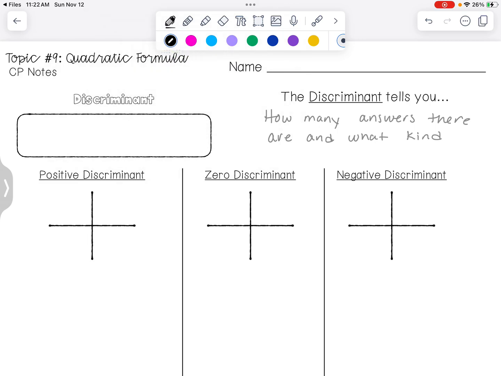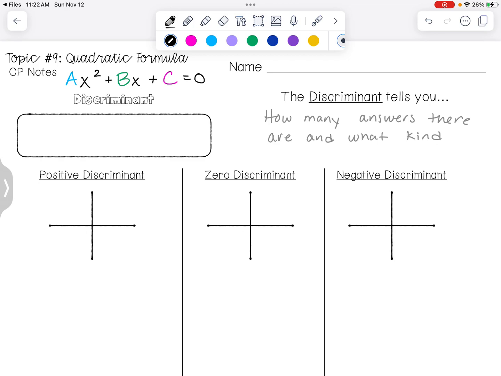I'm going to get out of this gray pencil mode. So we have our standard form for quadratics is ax squared, right, plus bx plus some c value, right? And that's when the equation is equal to 0. So we're going to take the coefficients, a, b, and c, those numbers out of the equation, and we're going to use them to find the discriminant.